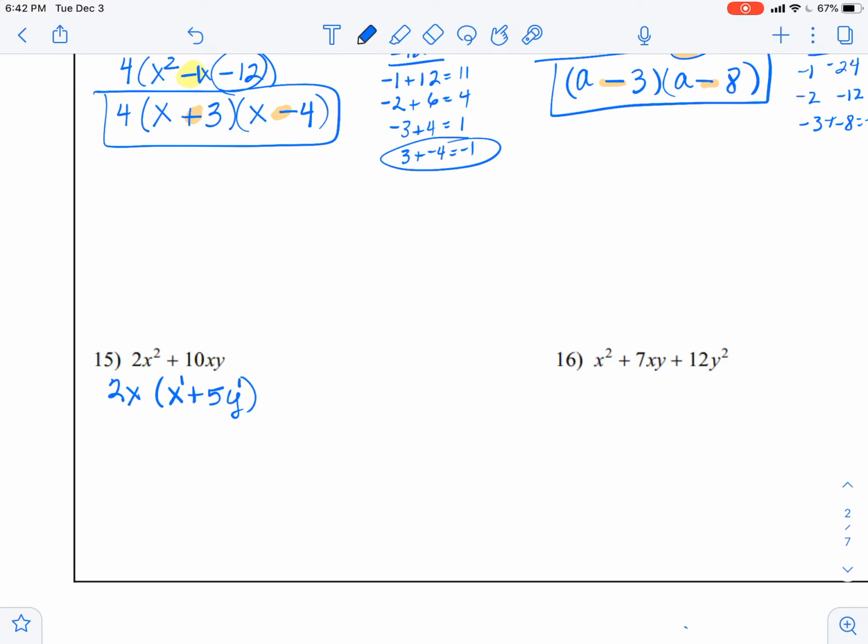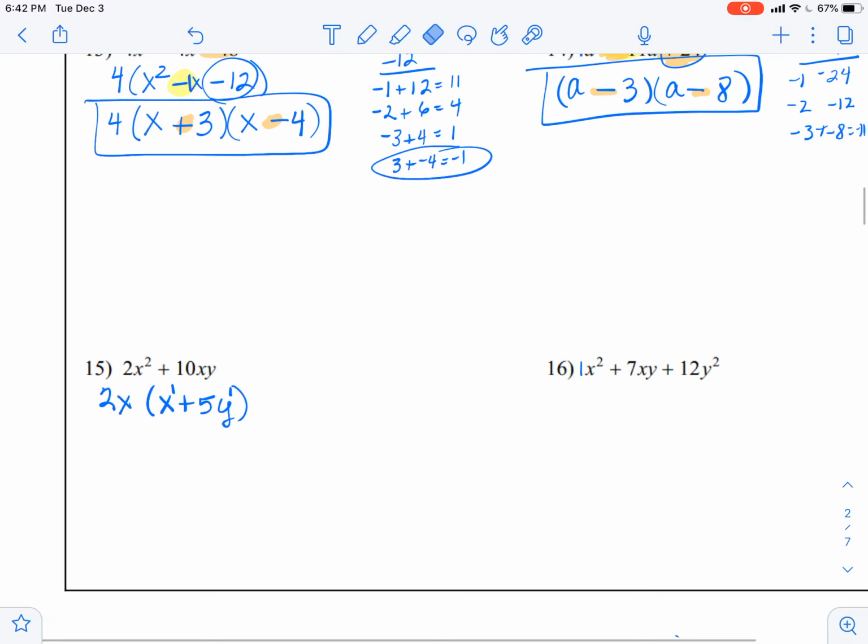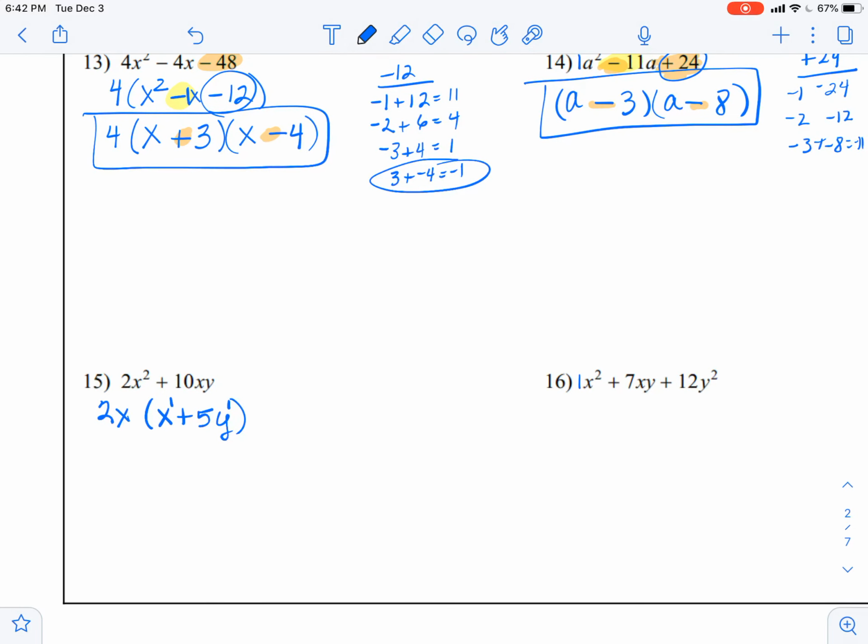Number 16. Very interesting because this one has an x squared and a y squared. Okay, so we're going to just start off. There's no numbers in front of this, so there's no common factors. There is no x on the 12, so no common factor there. So I'm going to go ahead and get my parentheses set up. To get an x squared, I know I have to have an x and an x. Now here's the trick on this one. You also have to have a y squared, which means on this end I need a y and a y.